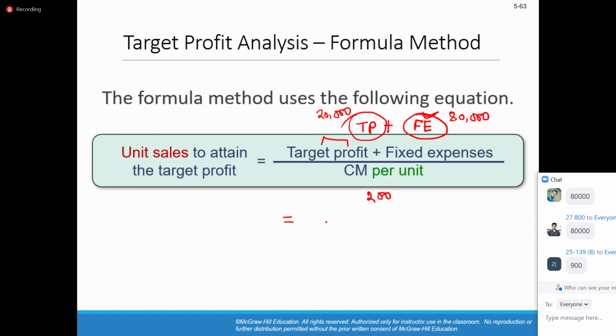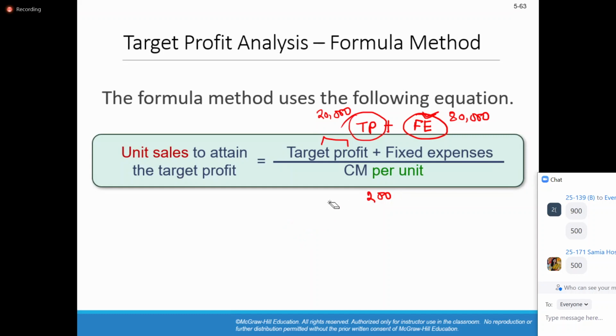Can you quickly estimate what the number is here? Is it 900? It is 20,000 and it is 80,000. So in total, how much do I need to make up? 100,000. Yeah. So I need to achieve 100,000, and I am getting $200 as a contribution margin from each unit. So in that case, my number will be 500 units of bikes.